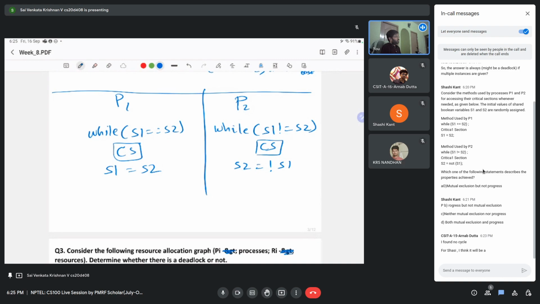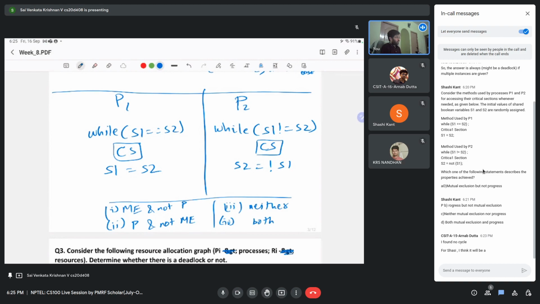The options are whether it is mutual exclusion and not progress, or progress and not mutual exclusion. C is neither, and so on.